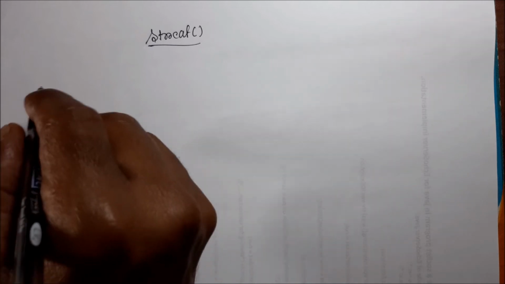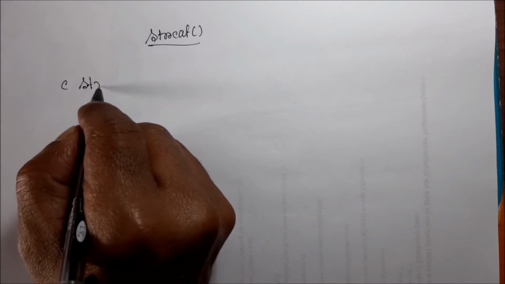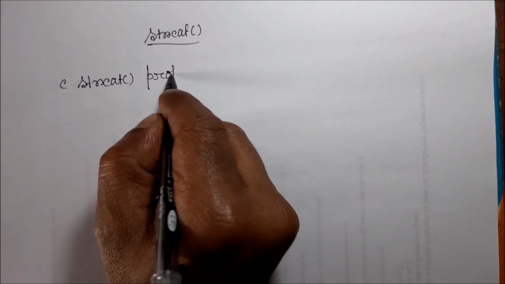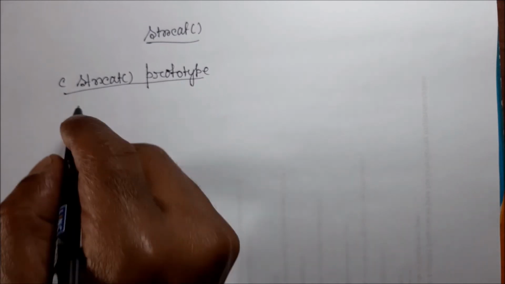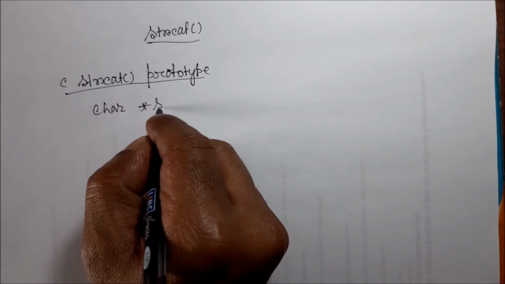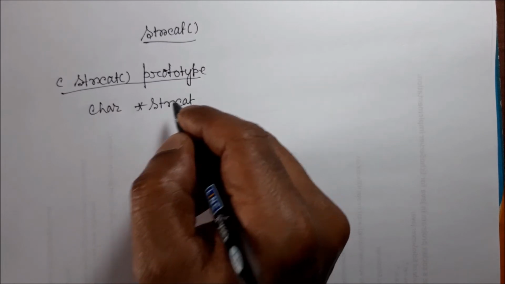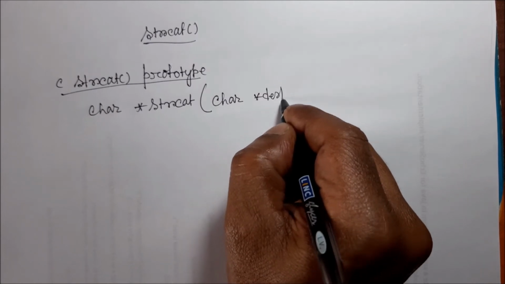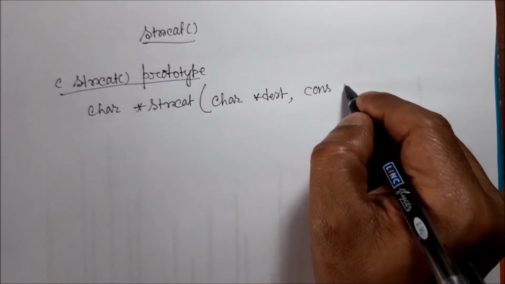The syntax, or you can say the prototype, of the strcat function is char *strcat(char *dest, const char *src). This is my destination string and this is my source string.